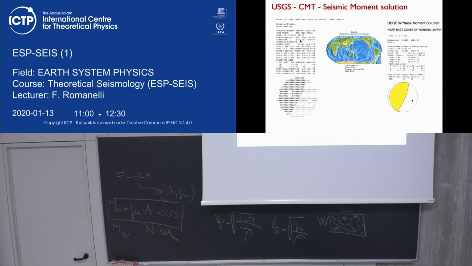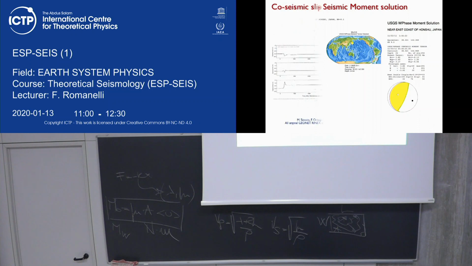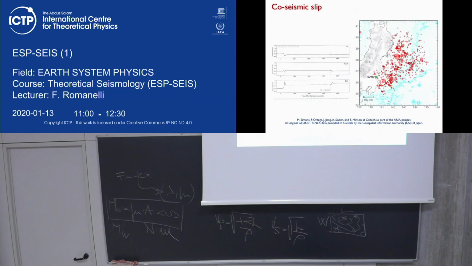Somewhere here you should have also M0. No, just 6 and 6. Just to tell you that if you want to squeeze all the information in the simplest possible representation of a seismic event, there it is, a beach ball with a moment. Okay, it's a long way to go there. Something nicer.